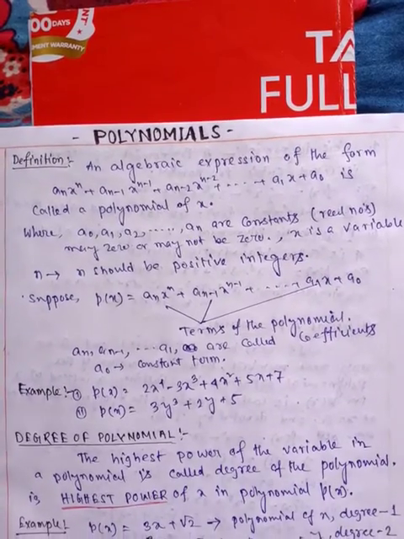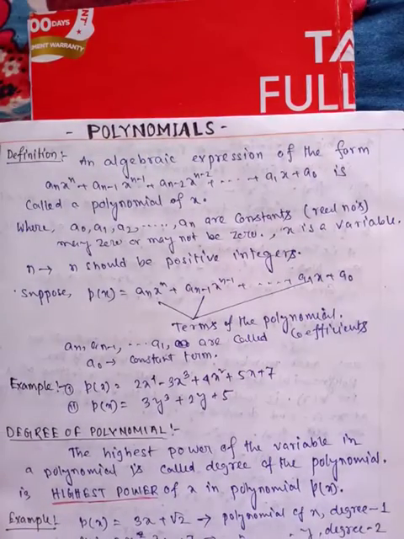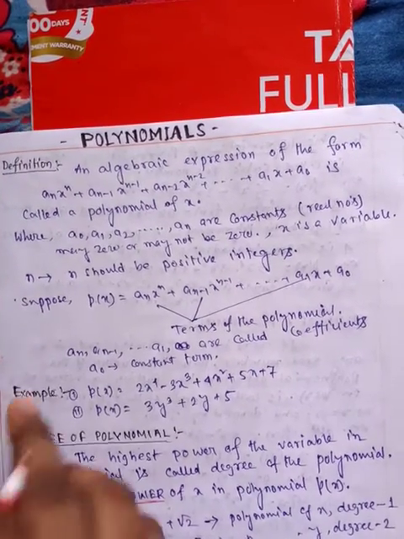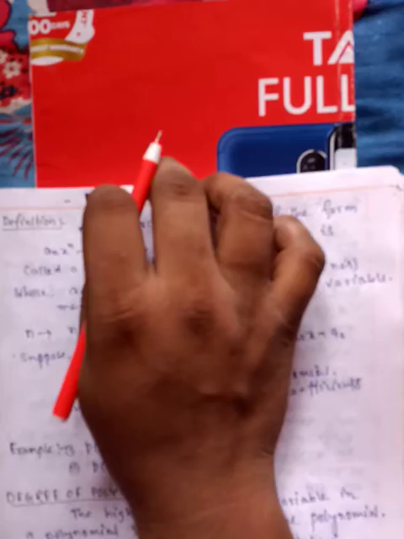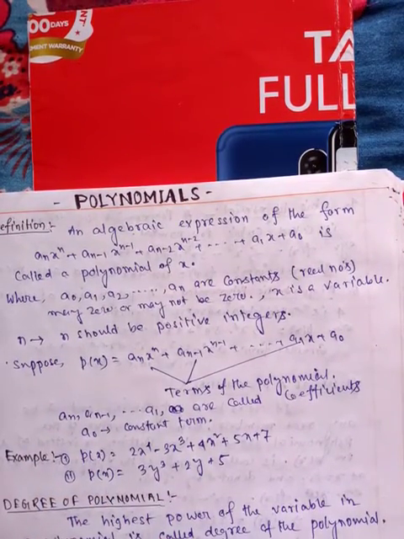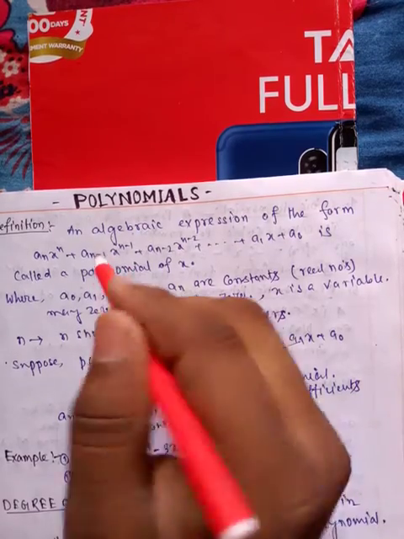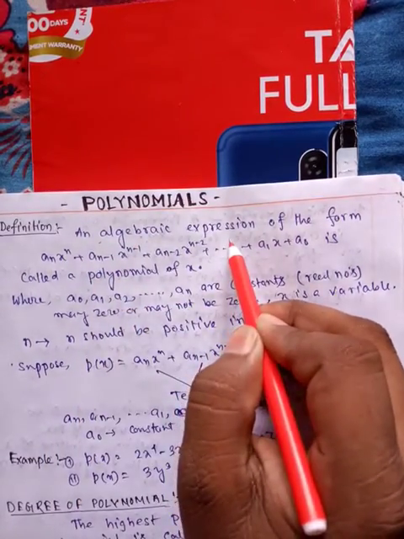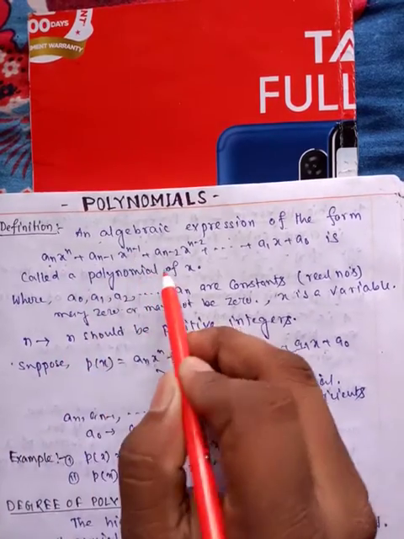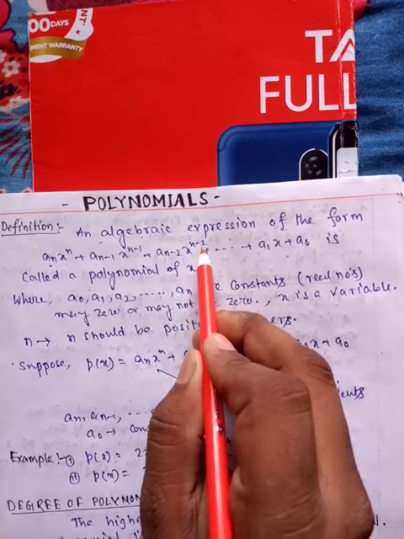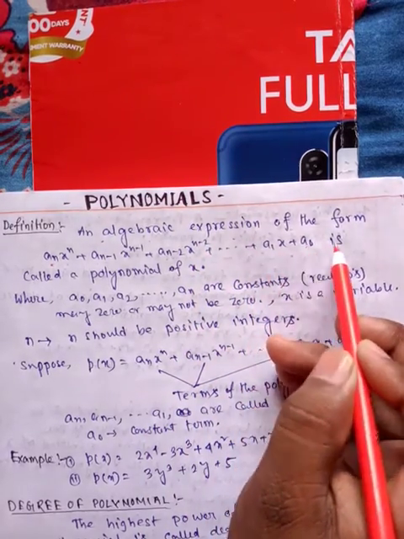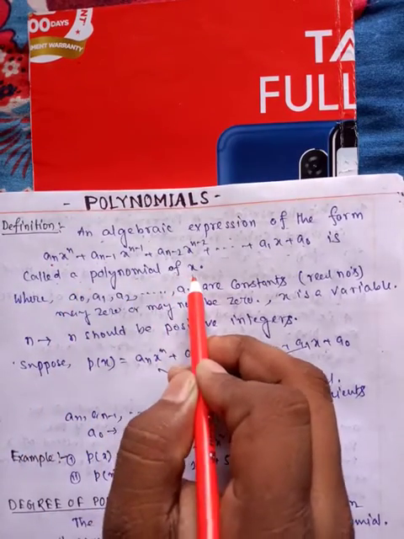Polynomials. So what is the definition of polynomial? Now a polynomial, you can say, is an algebraic expression. Which type of algebraic expression are we going to call a polynomial? An algebraic expression of the form a_n x to the power n, a_(n-1) x to the power n minus 1, a_(n-2) x to the power n minus 2, continuously going to a_1 x plus a_0, is called a polynomial of variable x.